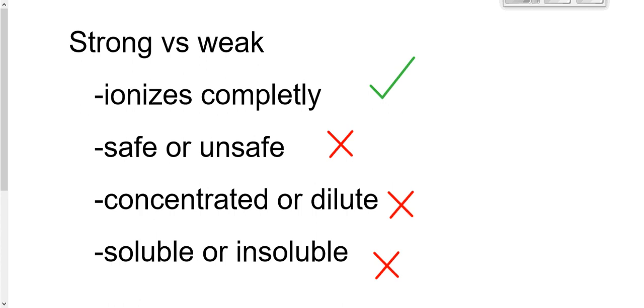Strong and weak does not refer to whether or not the substance is safe or unsafe. It does not tell us if our solution is concentrated or diluted. And it does not tell us whether or not the substance is soluble or insoluble in water. And in common language, we tend to use it to mean these things. But for our purposes, that is not the truth. Strong acids and bases separate completely. And when we write equations with strong acids and bases, we will use one-way arrows to indicate this.